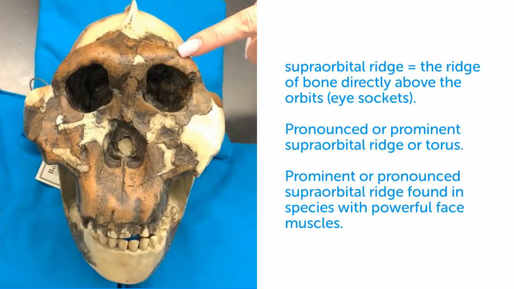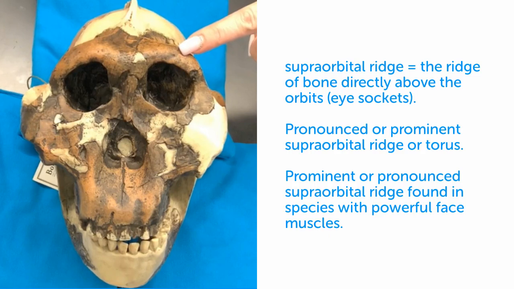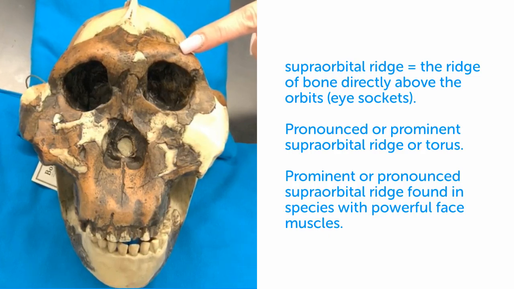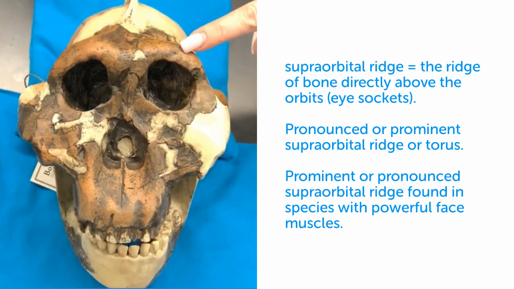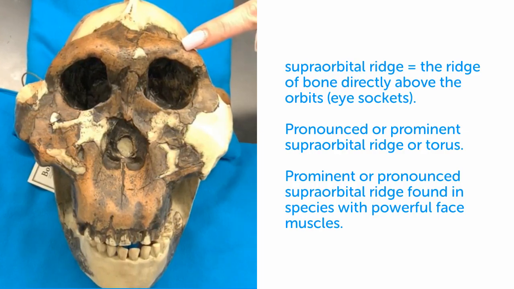The next feature that we will discuss is the supraorbital ridge. This is the ridge of bone that is directly above the orbits, or the eye sockets. In Paranthropus boisei, we see a pronounced or prominent supraorbital ridge or torus.